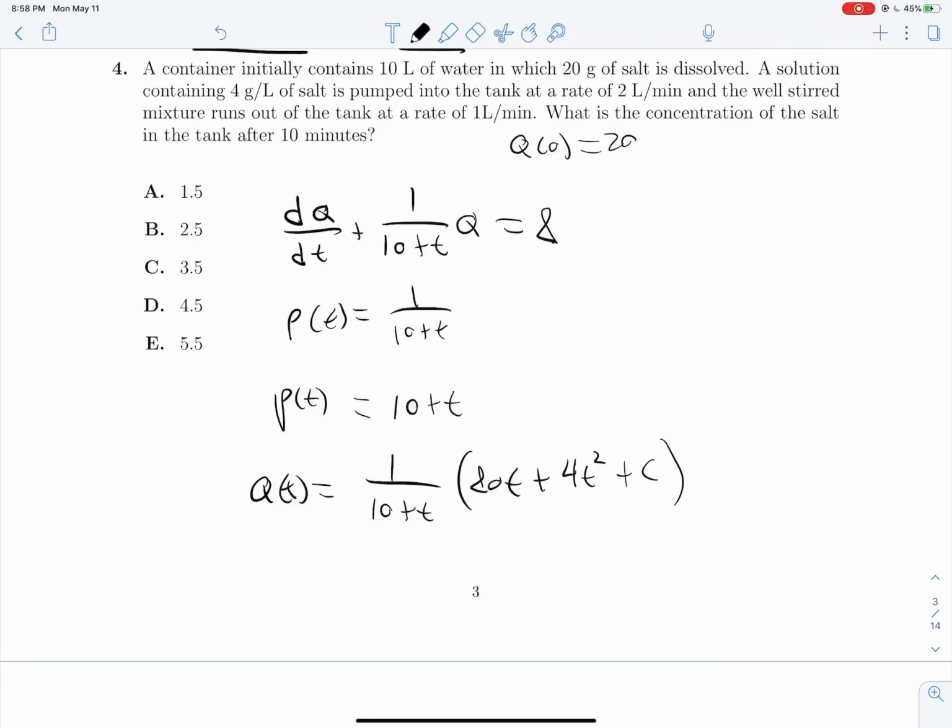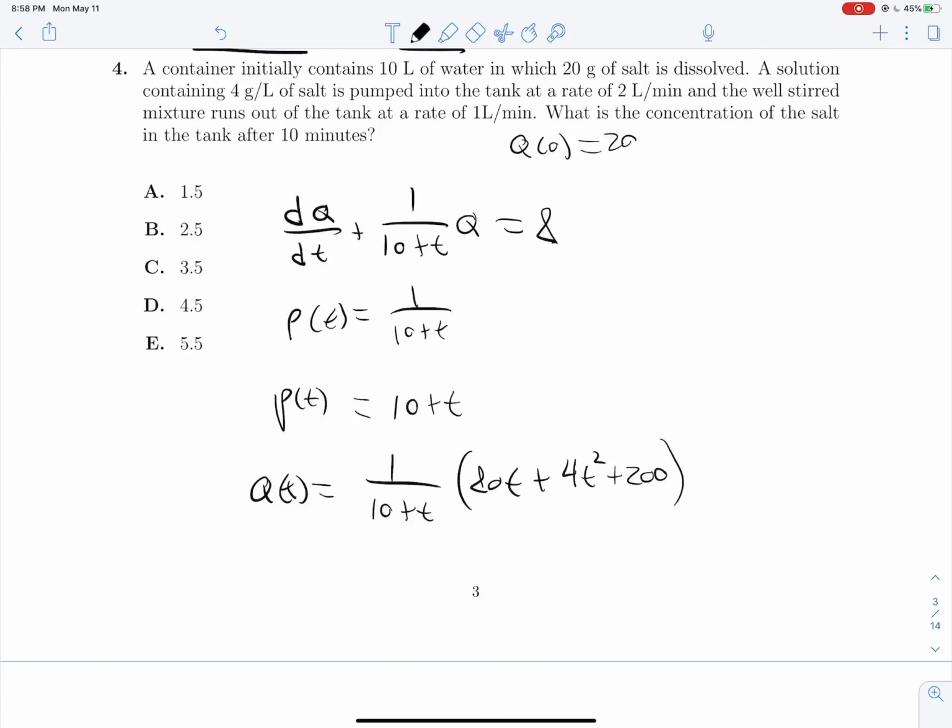We are told, oh, and I forgot to erase that, we're told that our initial amount of salt in the tank in grams is 20 at t equal to 0. So 20 is equal to 1/10 multiplied by c. So c must be 200.